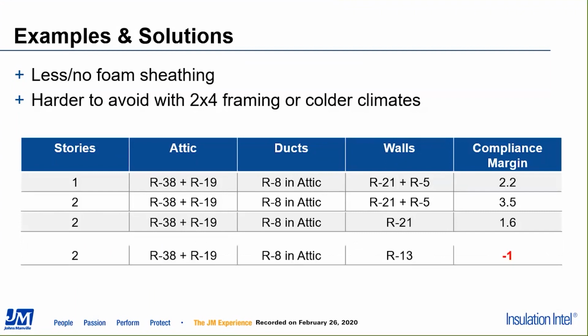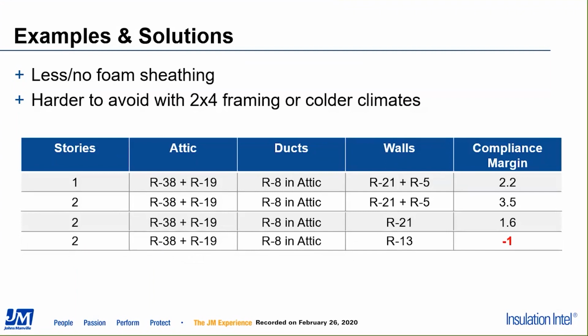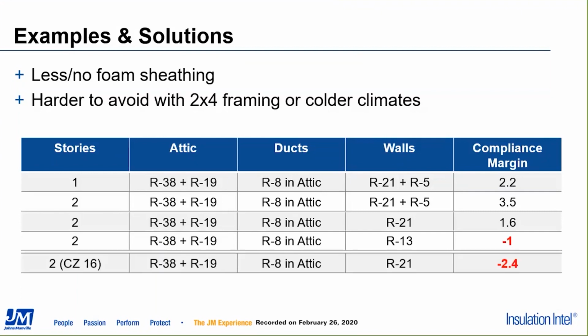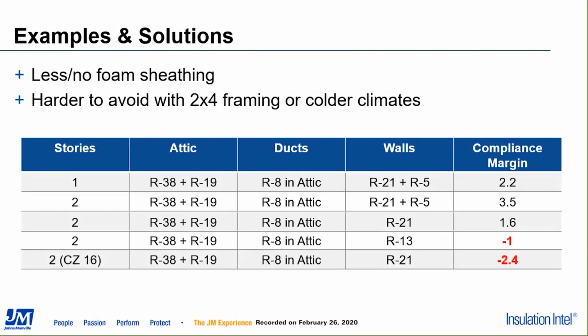We could, but if we were framing up with 2x4 walls and we only have R13 in the wall cavity, that's not going to be enough, right? So again, there's got to be some decisions there. Likewise, if we take that 2x6 framed house and drop it in climate zone 16, let's say Truckee, outside of the Tahoe area, then we very much suffer, right? That definitely does not comply because, as you can imagine, in a colder climate like the Truckee area, foam sheathing is really important for good wintertime energy efficiency.